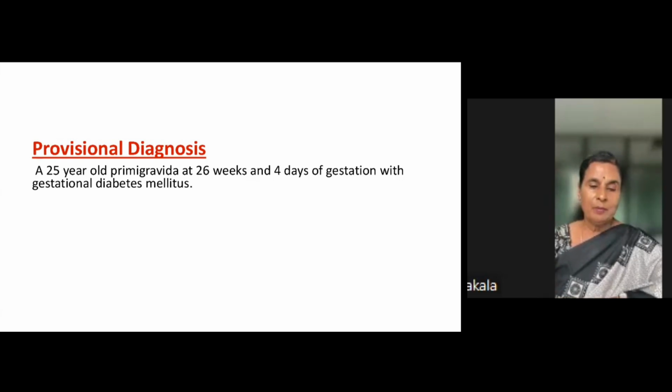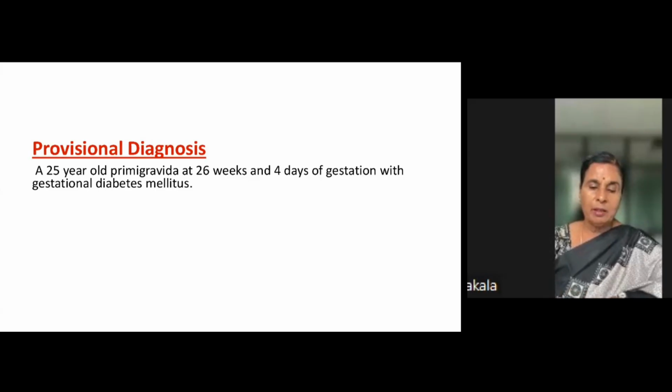Now, glyburide. Glyburide is a second generation sulfonylurea. The advantage is that it does not cross the placenta. There are no side effects. And where do you give it? When metformin alone is not able to control the sugars, we can add it.